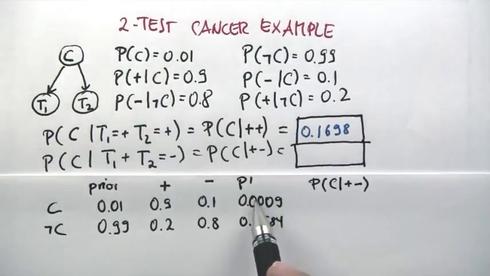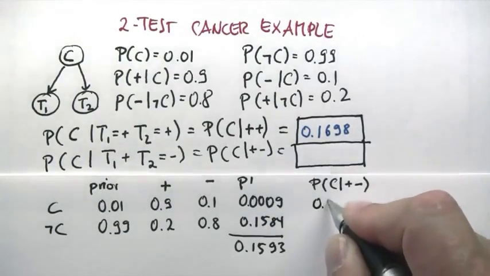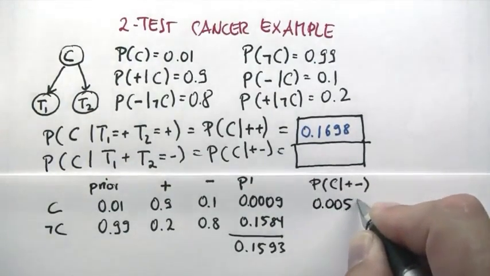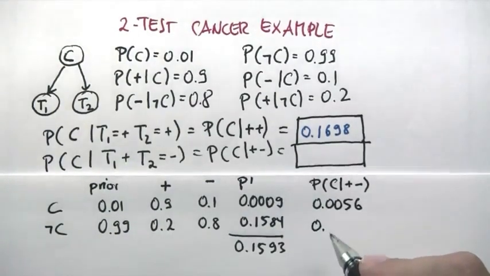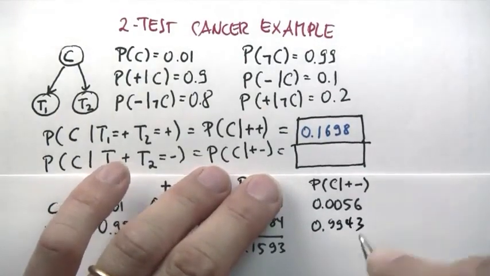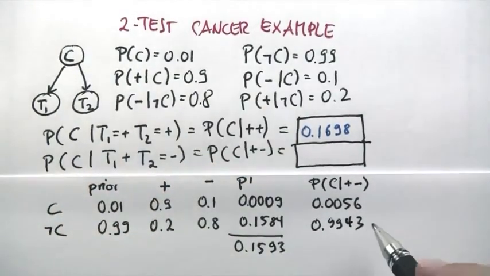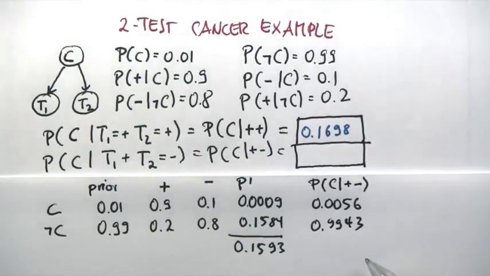0.009 over the sum of those two things over here. And this is 0.0056 for the chance of having cancer and 0.9943 for the chance of being cancer-free. And this adds up approximately to 1, and therefore is a probability distribution.